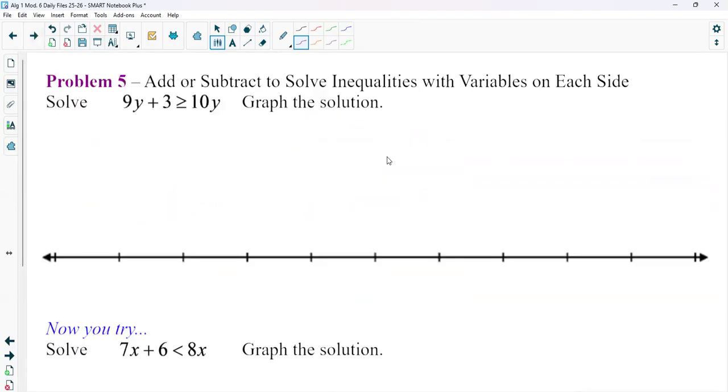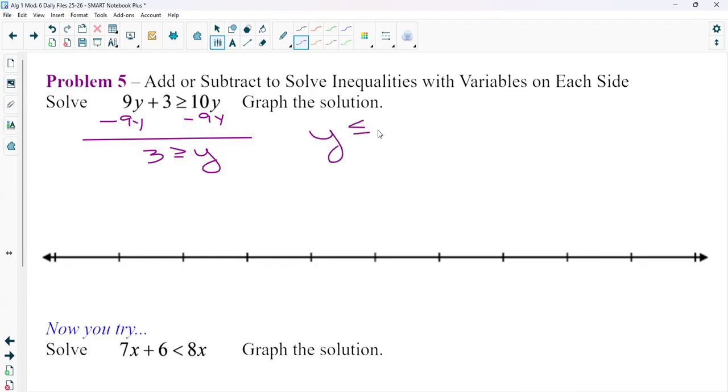Okay, so we've got a little bit more this time. In this case, we're going to want to get our variable on its own. We've got 9y on one side and 10y on the other. We want to get these on the same side. So let's go and subtract 9y from both sides. I get that 3 is greater than or equal to y. Once again, let's try to get this variable so that we're reading from it. So y, it's pointing towards the y, is less than or equal to 3. So we can plot 3. We're going to have a closed circle here. And let's go ahead and go to the left.